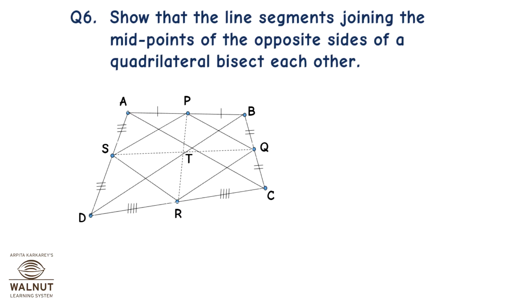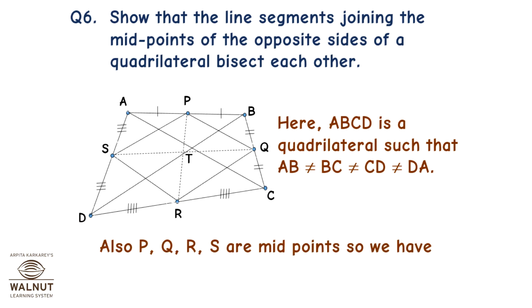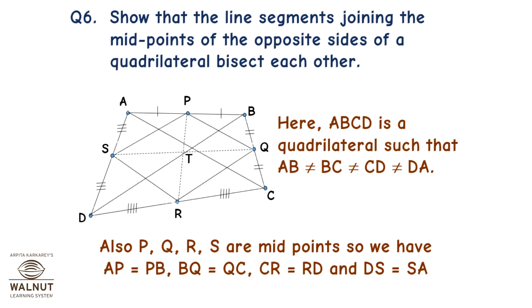each other. Here, ABCD is a quadrilateral such that AB is not equal to BC is not equal to CD is not equal to DA. Also, PQRS are midpoints, so we have AP is equal to PB, BQ is equal to QC, CR is equal to RD, and DS is equal to SA.